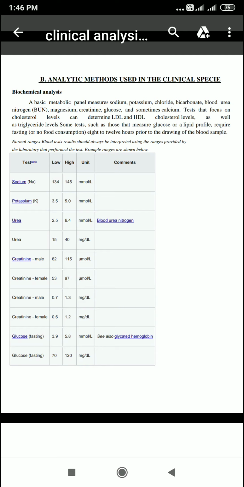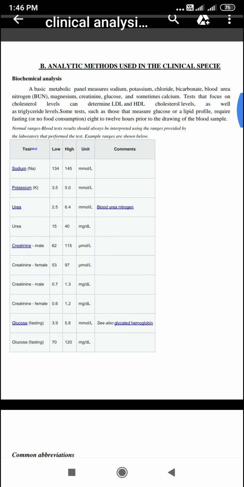Urea low level 2.5 and its high level is 6.4. Creatinine in male, its low level is 62 and high level is 115 and its unit is mu mole per liter. Creatinine in female, its low level is 53 and high level is 97 mu mole per liter. Glucose fasting rate is 3.9 in low levels and its high level is 5.8. This is the table number 1.